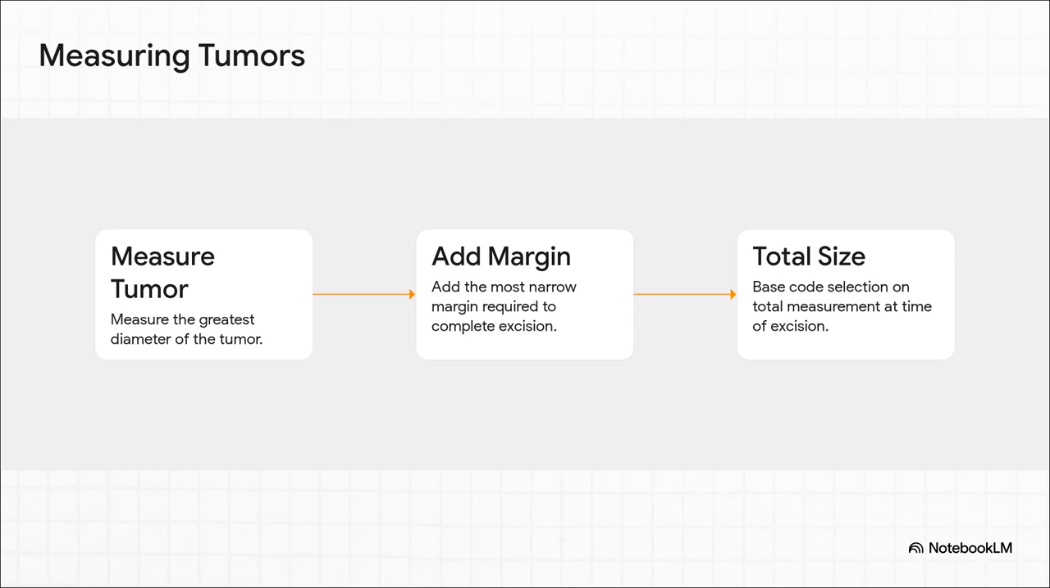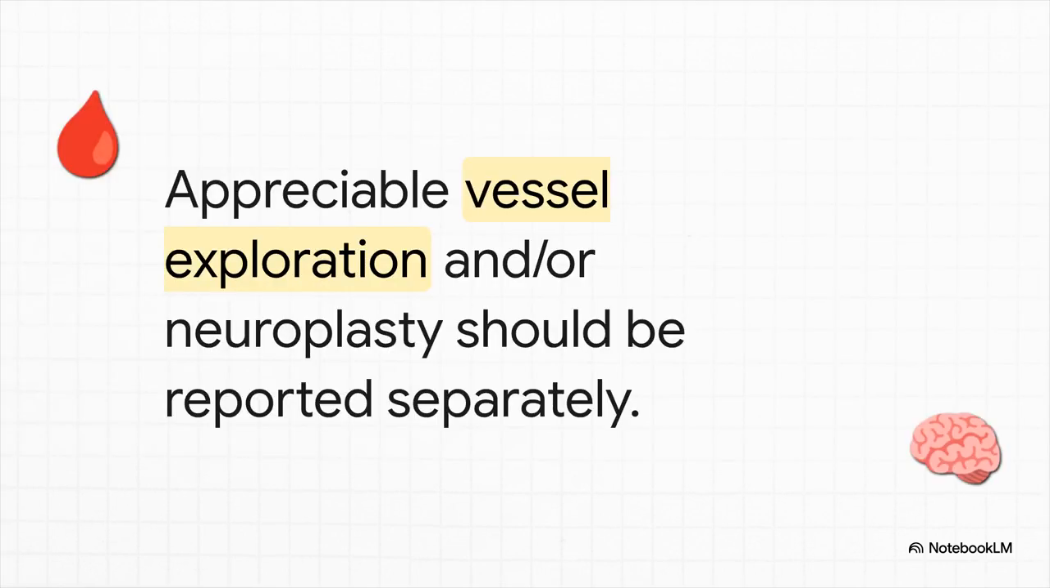You can't just wait and look at the pathology report later. You literally need the physician's intraoperative measurements of the tumor plus those margins to code this correctly. Oh, and here's a pro tip so you don't leave any money on the table. The guidelines clearly state that appreciable vessel exploration or neuroplasty should be reported separately.